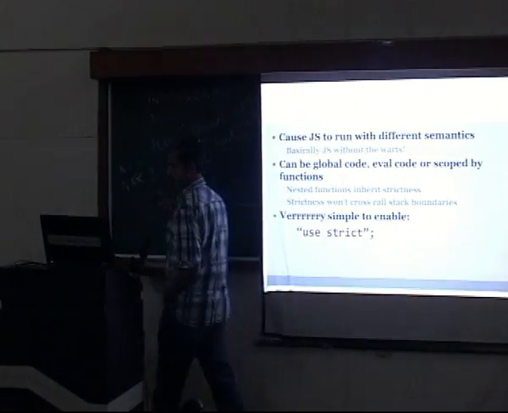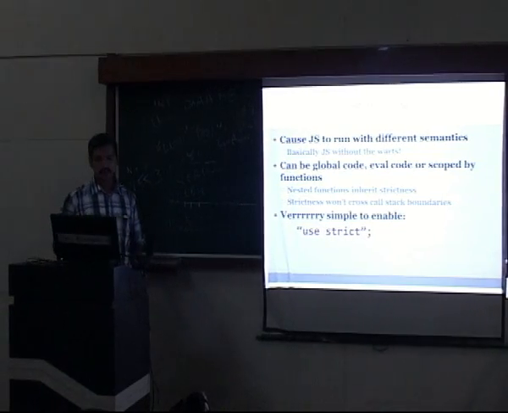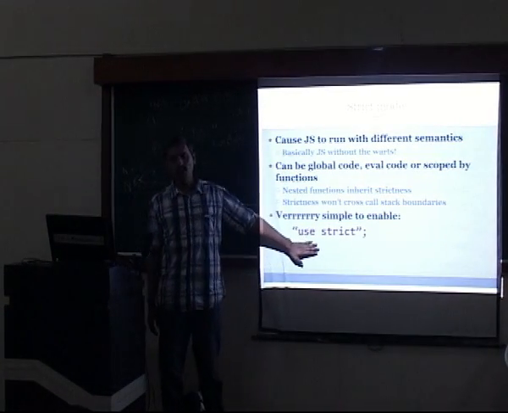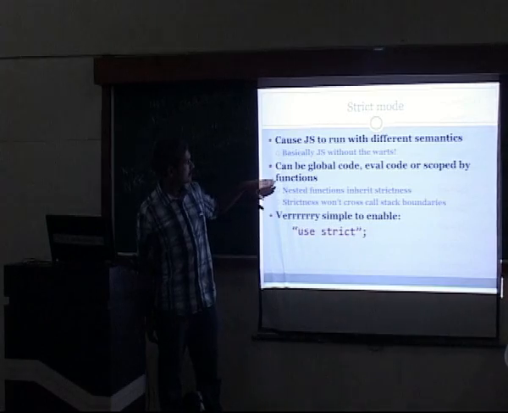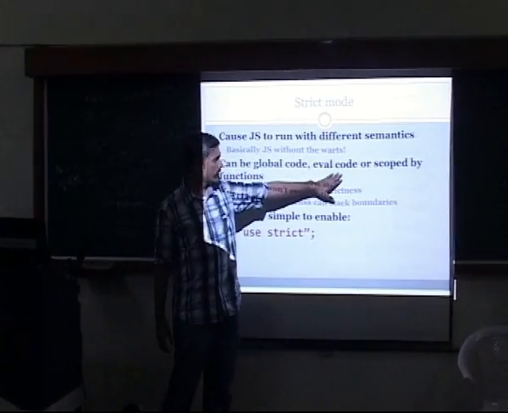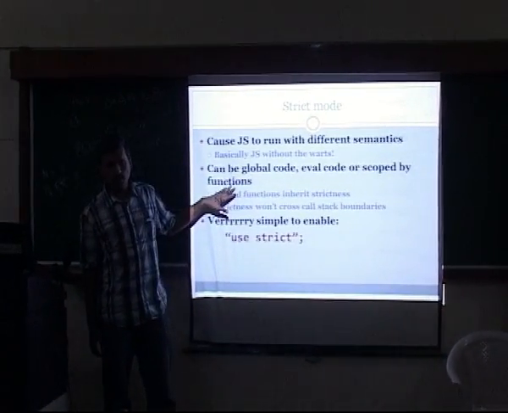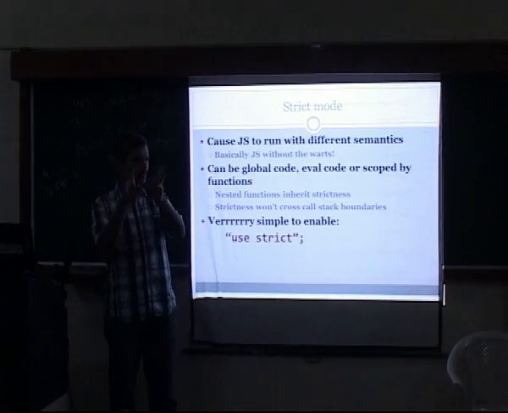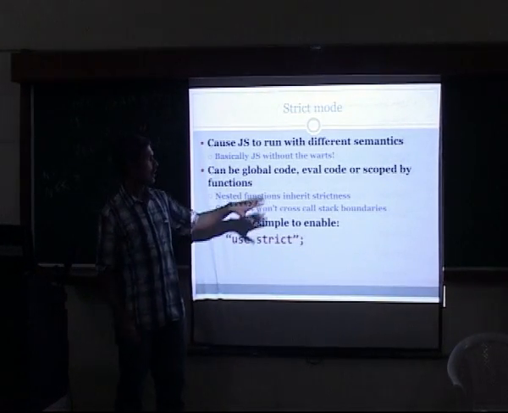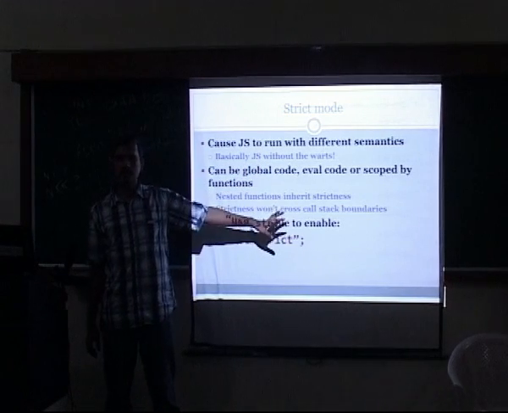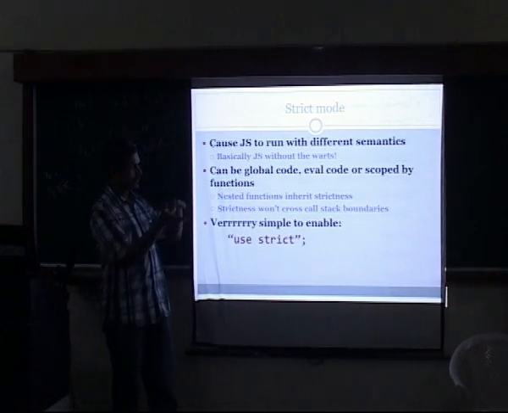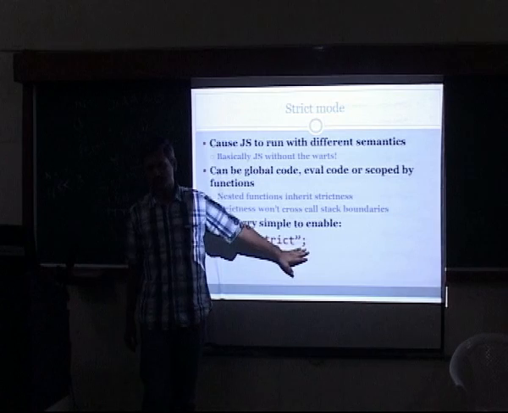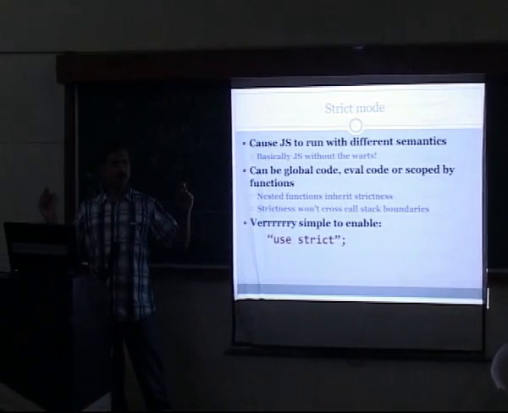So these are some of the attributes of strict mode. Very, very simple to do. Any code can be strict mode code. It can be global code, eval code, or scope-based functions, which means regular functions, stuff you put in eval, which you shouldn't do, and global code. And how do you make it strict? Just prefix it with one line like this: "use strict" in a string.